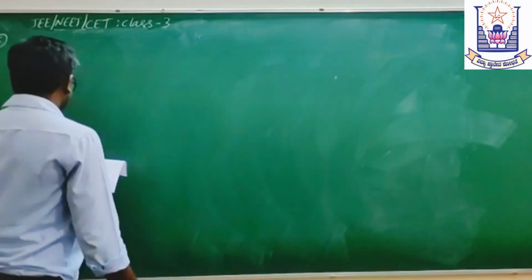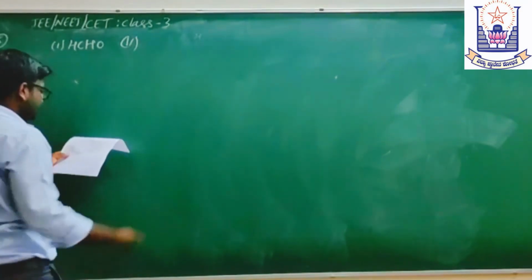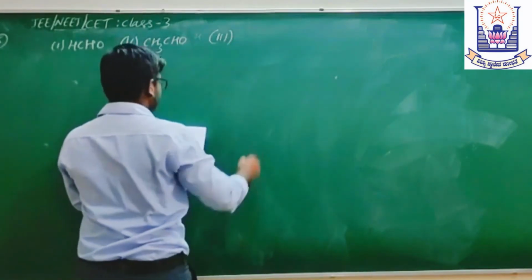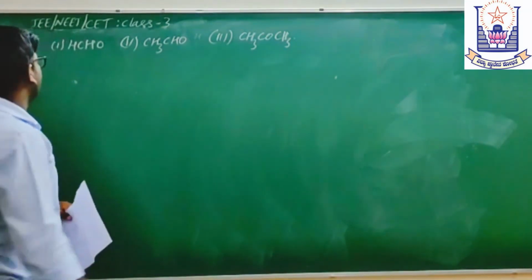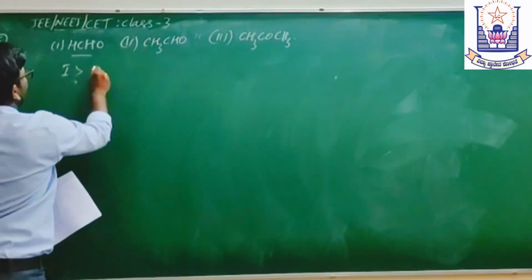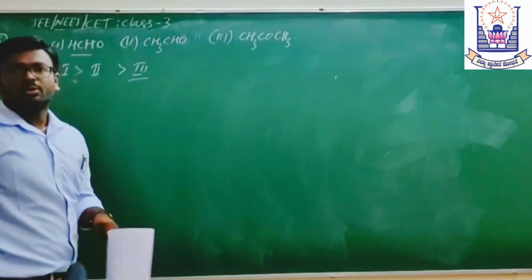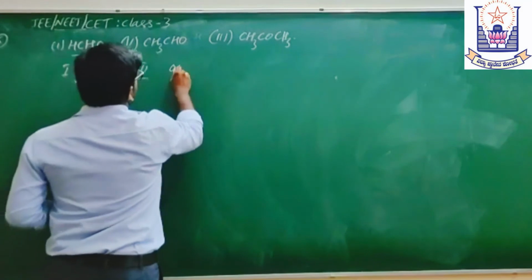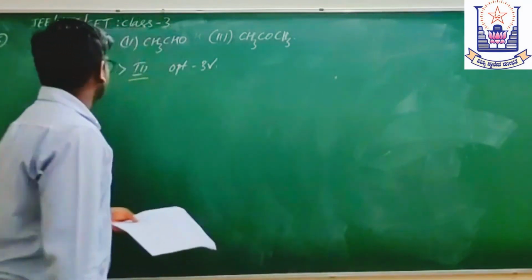Here we have 4 compounds. HCHO, compound 2 is CH3CHO, the third compound is CH3COCH3. In these 3 compounds, which one is simple aldehyde? This one readily undergoes the nucleophilic addition reaction, followed by compound 2 and followed by compound 3. Since it is a ketone, it slowly undergoes the nucleophilic addition reaction. Therefore, option 3 is the right answer. Go for question number 16.